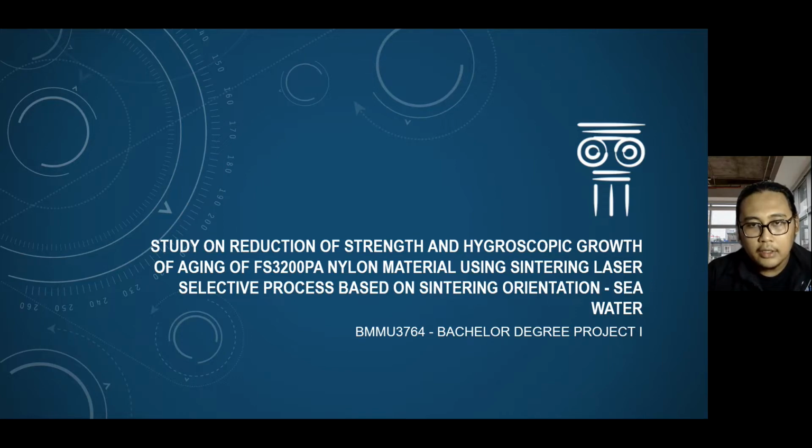Today I will present my report for the subject Bachelor Degree Project 1. My title is a study on the reduction of strength and hygroscopic growth of aging FS3200 PA nylon material using the selective laser sintering process, based on sintering regulation seawater.